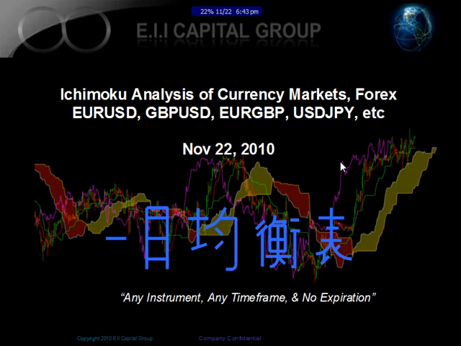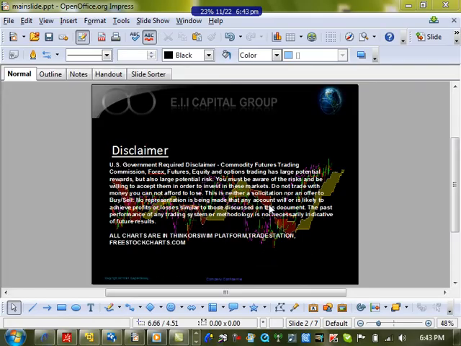Today is November 22, 2010. This is our weekly Ichimoku analysis for the currency market. We're going to cover all the currencies. Sorry for the one-day delay, but we were actually out at the Traders Expo in Vegas.